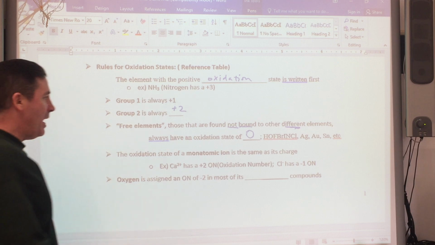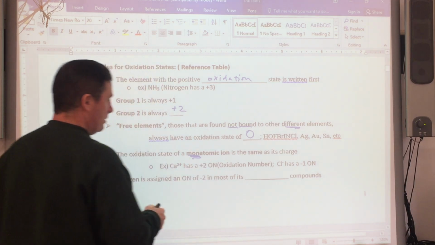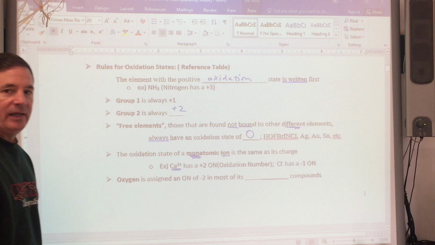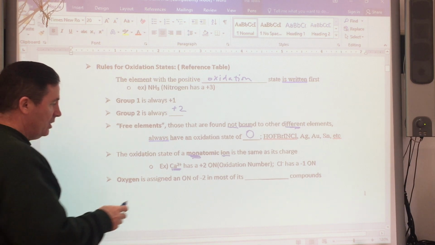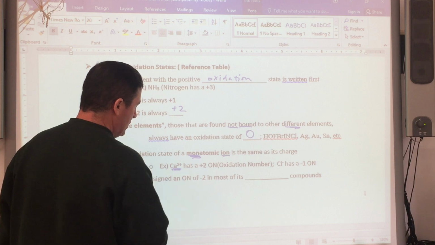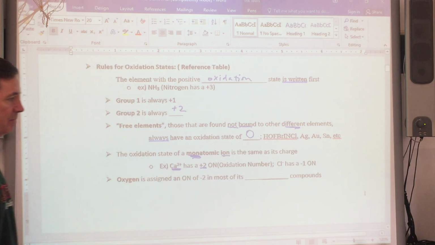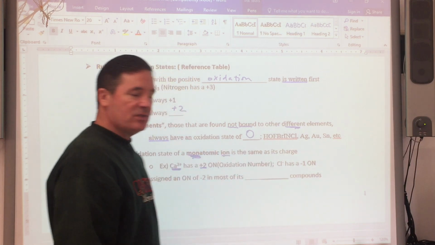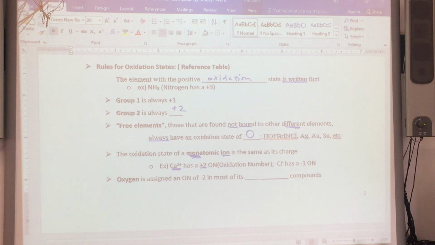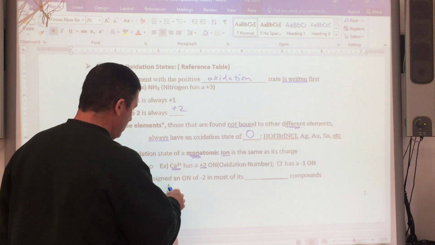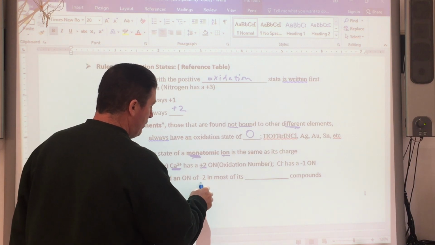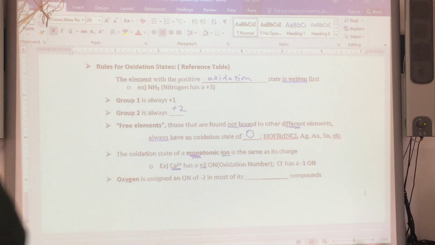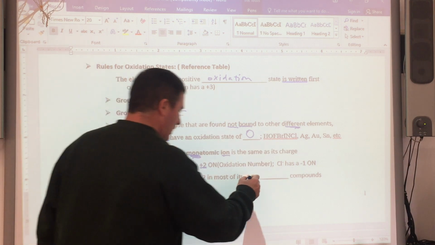The oxidation state of a monatomic ion, mon means 1, is that it is an element that has become an ion, and it's by itself. So when you see carbon 2+, you know that it has a +2 oxidation number. When you see chloride ion written as Cl-, you know it has a -1 oxidation number. And oxygen is assigned an oxidation number of -2 in most of its molecular compounds.